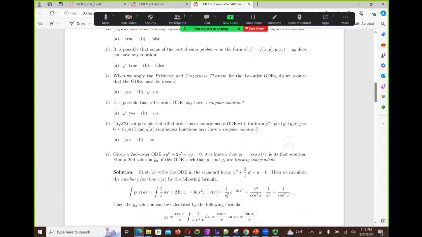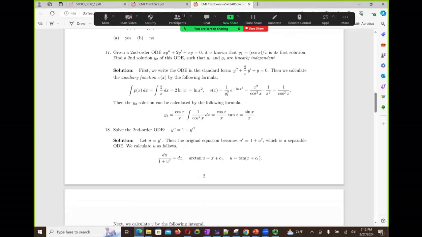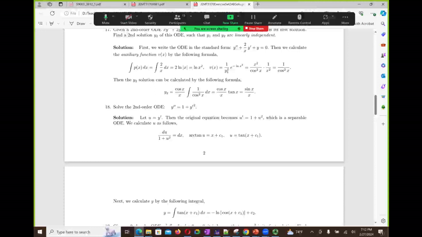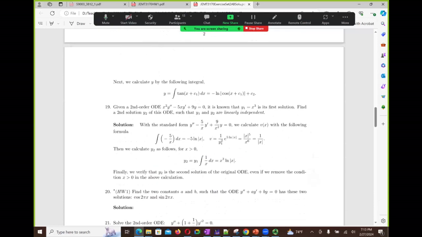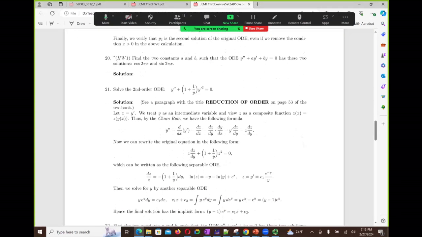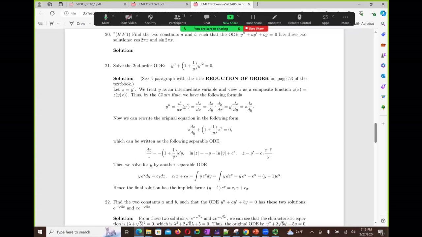There is one question closely related to this one. Look at number 18: y double prime equals 1 plus y prime squared, nonlinear, right? Oh, sorry, not this one. This one can be solved easily. Look at number 21. This is relatively hard. y double prime equals (1 plus 1 over y) times y prime squared.